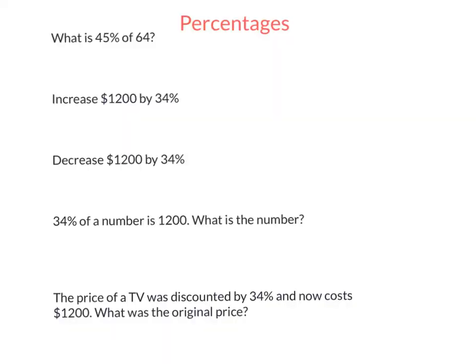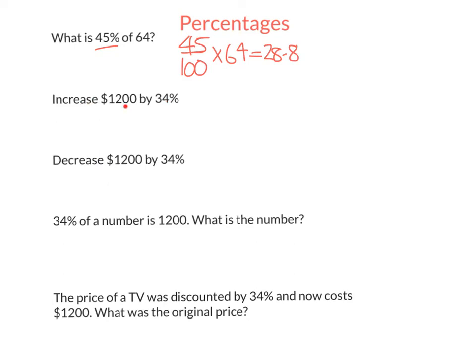You probably already know percentages are just another way to write fractions whose denominator is 100. For example, 30% is 30 over 100, and 45% is 45 over 100. To find 45% of 64, "of" just means times. So I take 45% and times it by 64, and I get 28.8. We can use this process to increase or decrease numbers by a given percent.